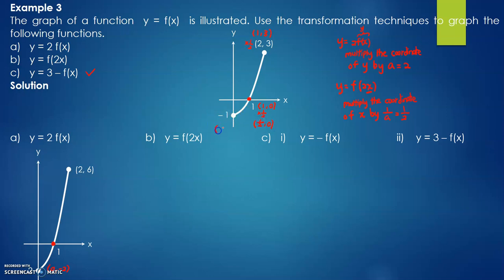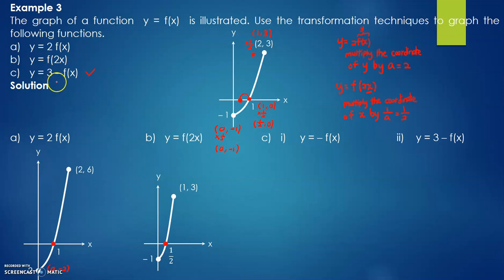Finally, this point is (0, -1). If I multiply the x coordinate by 1 over 2, it will remain unchanged because 0 times 1 over 2 is 0. So this point remains unchanged and this point will move inside by half a unit. Same as this point, it will move inside to become (1, 3). So you can see that the graph is compressed. So this is the second graph. You can see here the coordinate becomes (1, 3). The x coordinate here is 1 over 2, so here is (1/2, 0). But the third point remains unchanged.